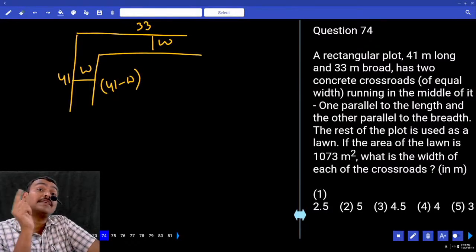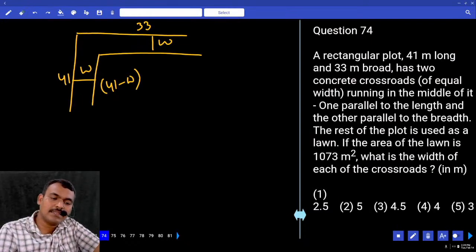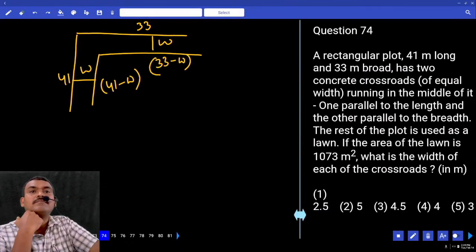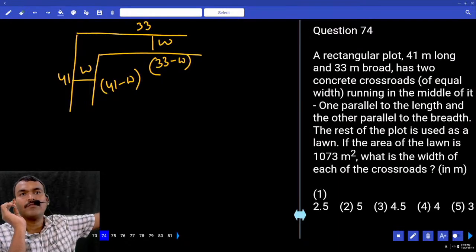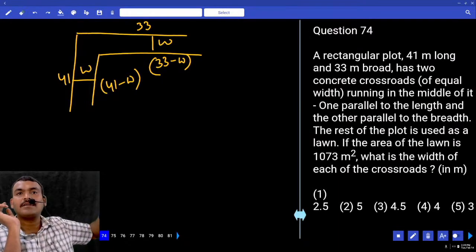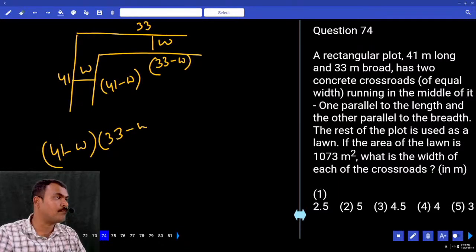It is the inside rectangle length or not? Next, what is the inside rectangle breadth? 33 minus W or not? Okay, that is considered the lawn or not? What is the lawn length? 41 minus W. What is the lawn breadth? 33 minus W. 41 minus W is the length value, 33 minus W is the breadth value.